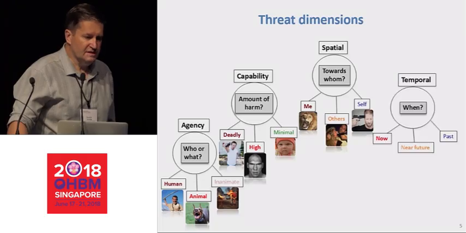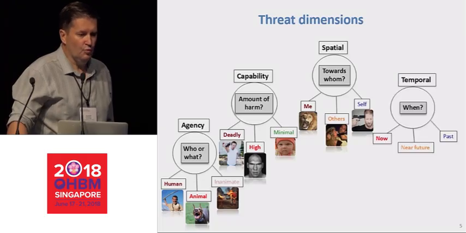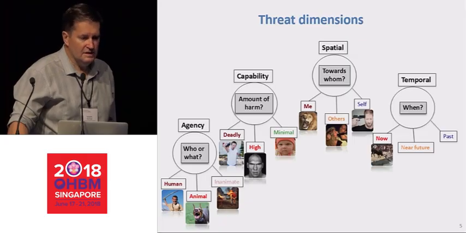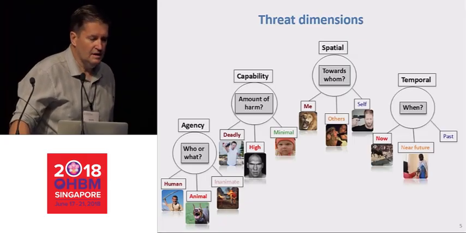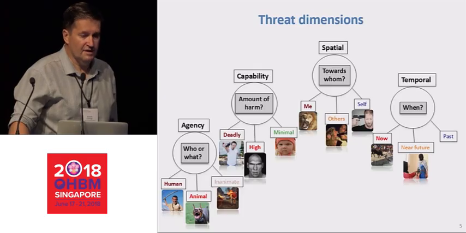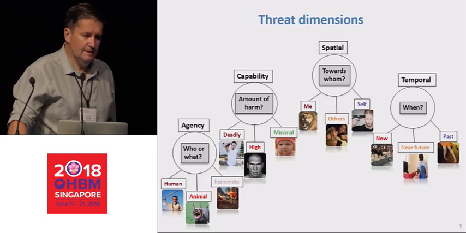Another dimension is the temporal dimension. So when is the threat occurring? Is it occurring right now? Is it occurring in the near future? Or has it already occurred in the past? So these are not the only threat dimensions. There's also proximity and various other things, but I'm going to skip over that.